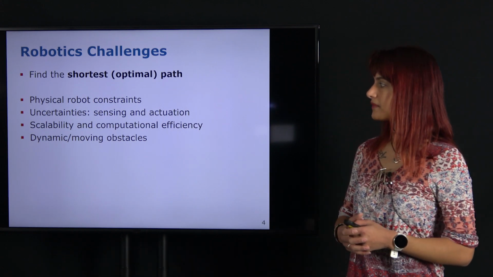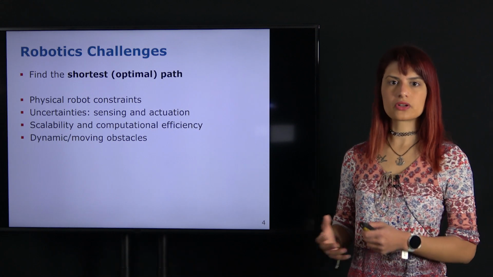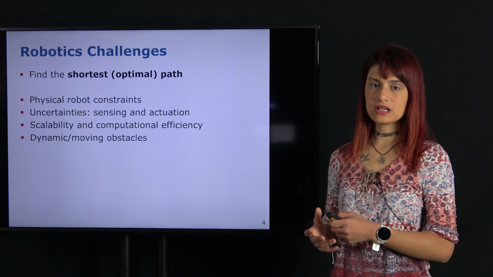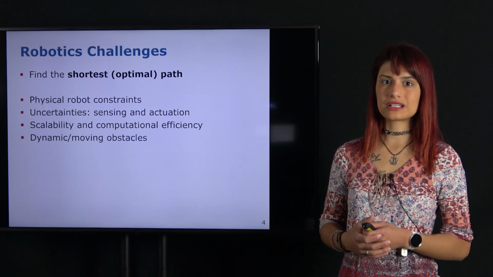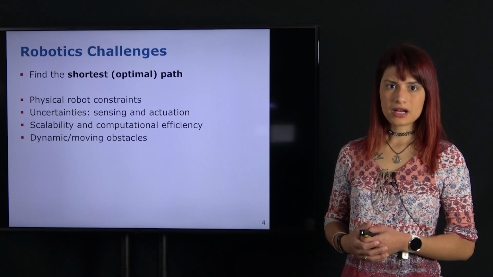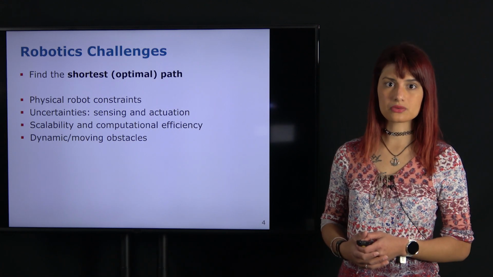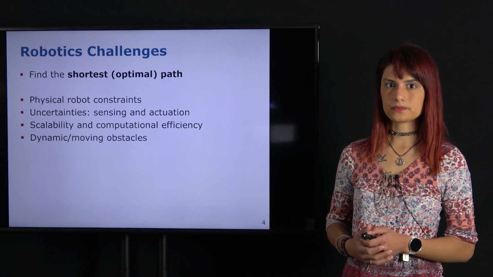Finally, there might also be dynamic or moving obstacles in the environment, such as pedestrians or other robots, that we need our planning algorithm to take into account. So we might want the robot to sense these obstacles and avoid collisions with them as they appear.